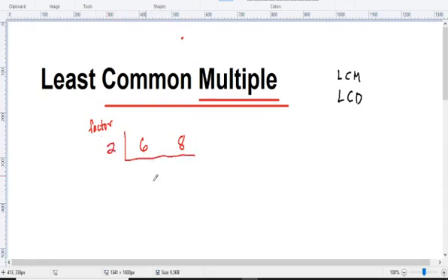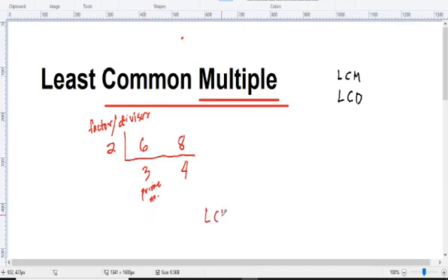So 2 here is the divisor. And then you divide 6 and 8 by 2. So 6 divided by 2 is 3. And then 8 divided by 2 is 4. Now, think of another number that could divide 3 and 4. Of course, there's no other number because 3 is a prime number, and so there's no other common divisor of 3 and 4. And so we stop.